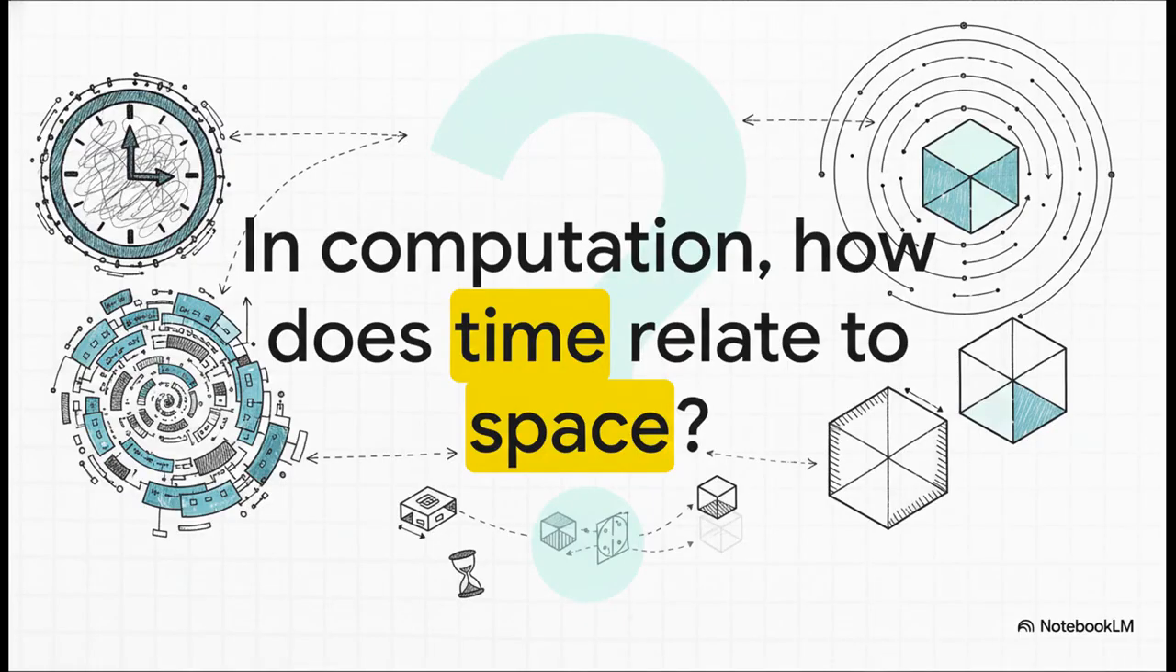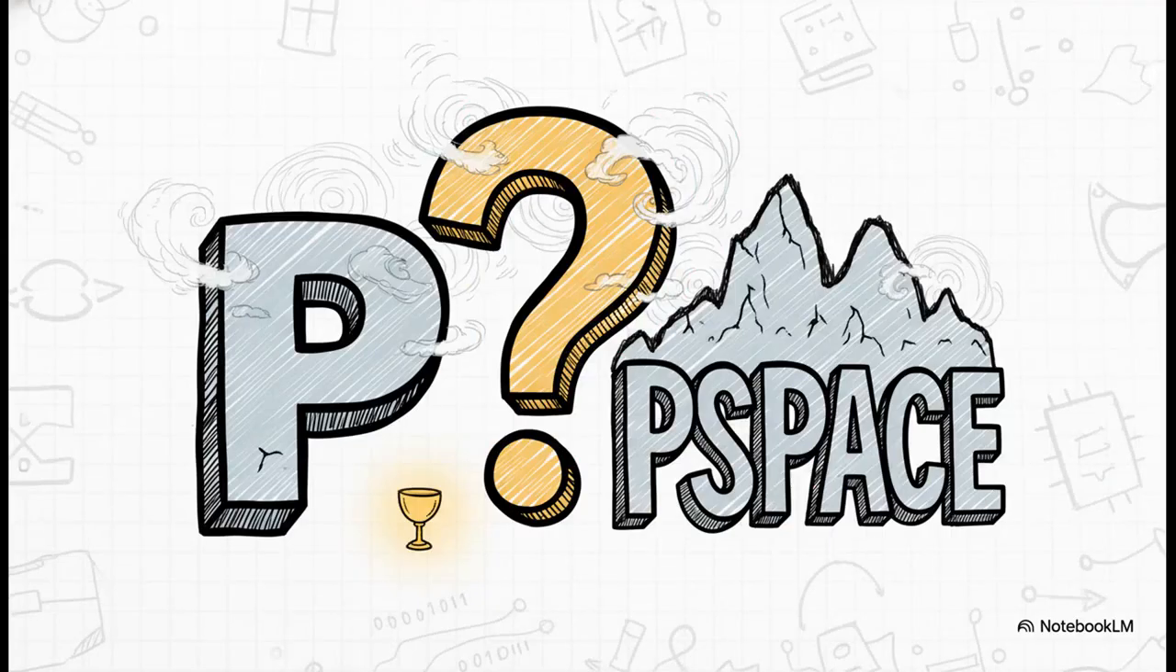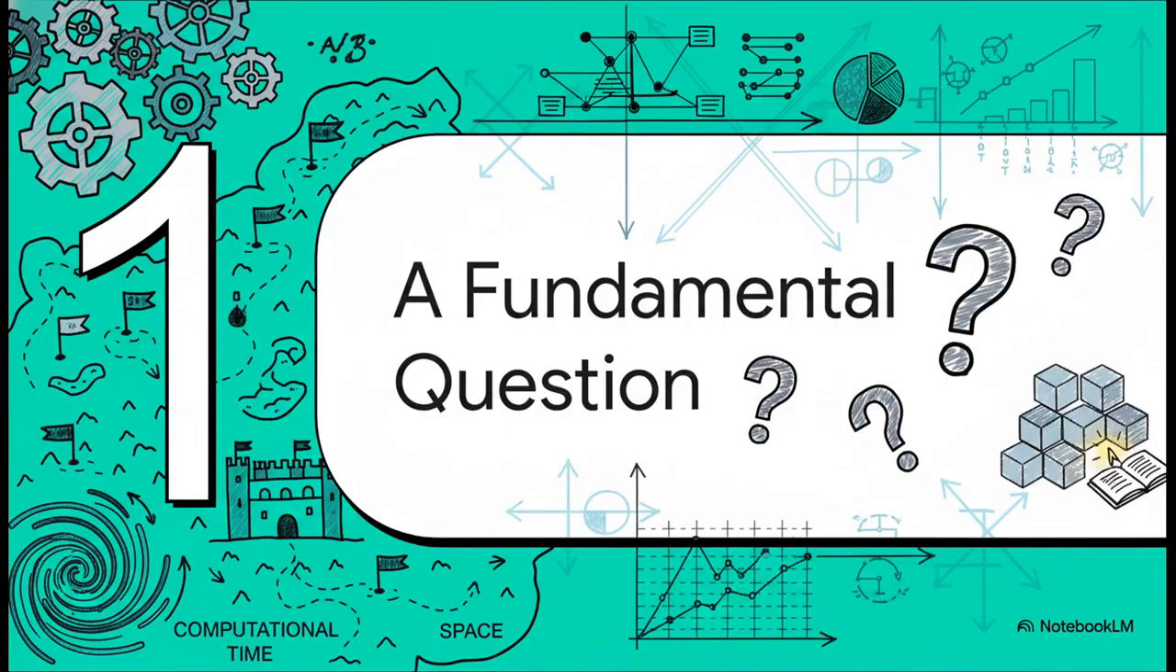You know, it all boils down to a question that sounds almost philosophical, but it's actually at the very core of all computing. How does the time a task takes relate to the memory or space it needs to do it? And this isn't just some academic thought experiment. It's the heart of a massive unsolved mystery known as P versus PSPACE, a problem so tough and so important that solving it is basically one of the holy grails of theoretical computer science. So, to really appreciate why this new breakthrough is such a game changer, we first need to get a handle on the two sides of this epic challenge.